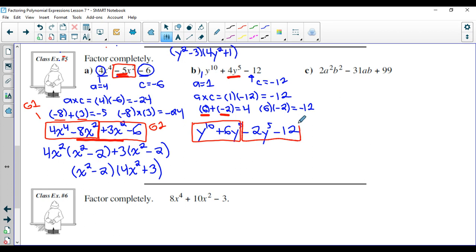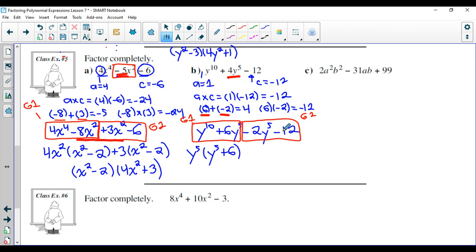Here's my second one, including this negative sign. So you have group 1, and you have group number 2. Out of group 1, there's no numerical coefficient that's common except for 1, but you can pull out a y to the power of 5. So I'd have y to the power of 5, then I'd be left with y to the 10 divided by y to the power of 5. When you divide, you subtract the exponents, so this would be y to the power of 5. And then 6y to the 5 divided by y to the 5 would just be plus 6.